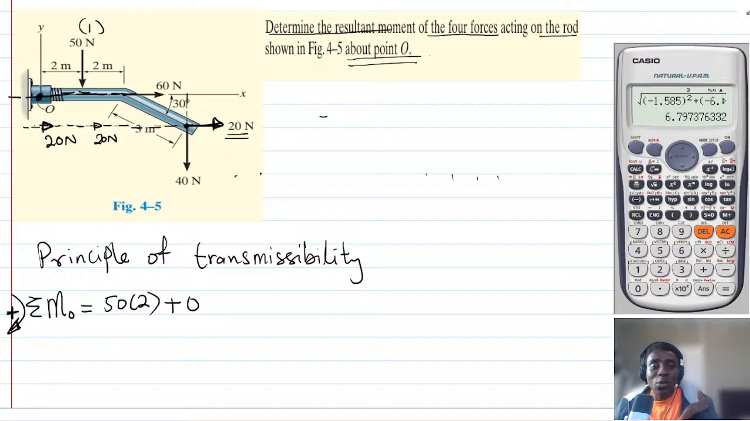Now, to find the moment of this force, you need a perpendicular distance from O. You need a perpendicular distance which will touch the line. So the question is, what is this distance here? Who can help us with that distance? Clearly you can see that there is a curved bar here.